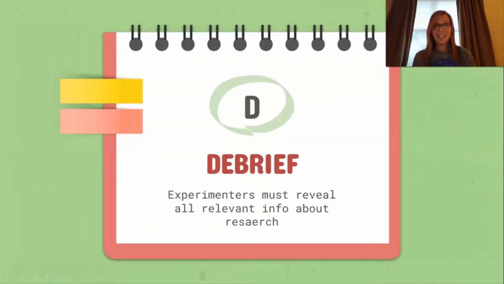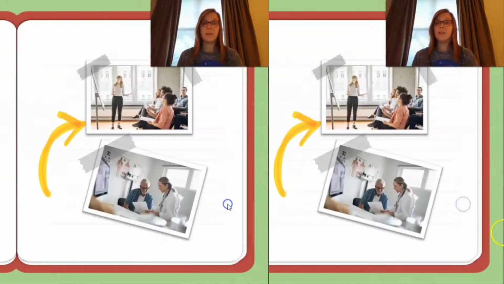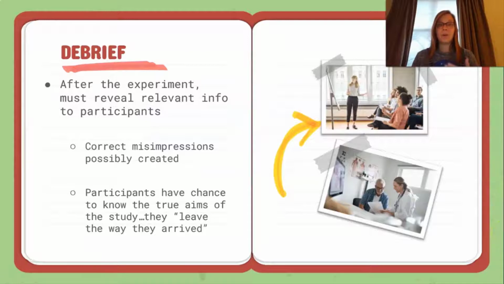So that's our second D. It stands for debrief. Basically, after a study is done, experimenters must debrief with their participants and reveal any relevant information about the research. For example, this is a time where you can correct any misimpressions that might have been created in the experiment. Maybe during the experiment, people were made to believe that one thing was real, so they have to be debriefed afterwards, and you explain, we told you this was real, but it really wasn't. We were looking for this, and this is why we did it. That way you can help them wrap their heads around what they've experienced.